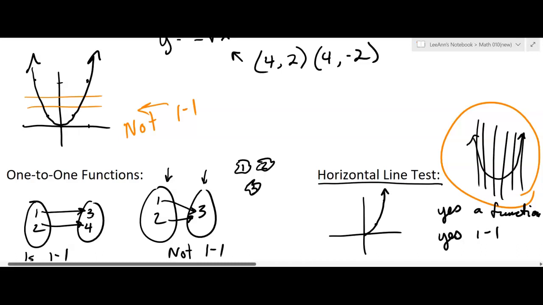Okay, so vertical line test goes this way and it passes. So yes, it's a function. Horizontal line test goes this way and it only hits in one place. So yes, it's 1-to-1. Okay, so vertical line test tells you if something's a function. Horizontal line test tells you if it's 1-to-1. Okay.